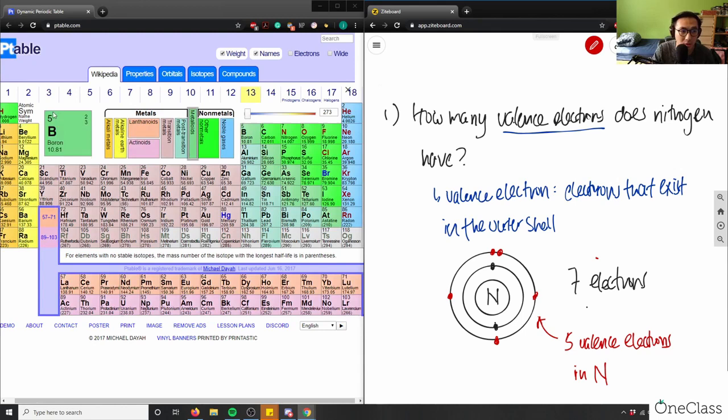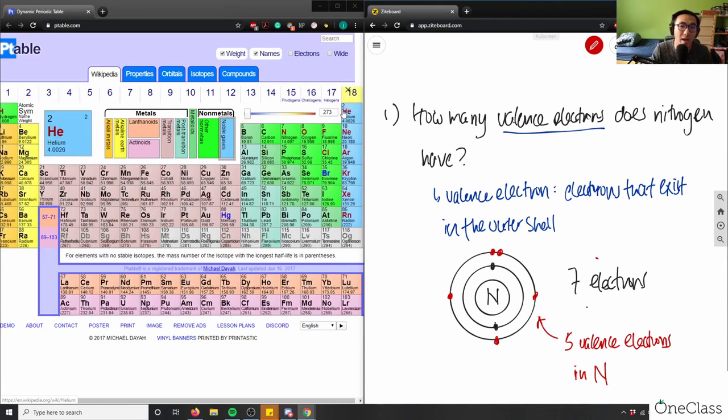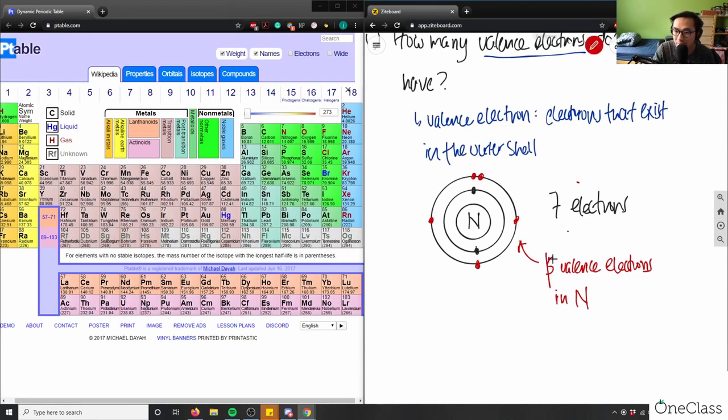We can verify this answer by looking at our periodic table. We find that nitrogen is here, and we know our group rule: group 1 has one valence electron, group 2 has two, group 13 has three, 14 has four, 15 has five, 16 has six, 17 has seven, and 18 has eight. Neon itself has eight in the outer shell. Nitrogen lies in group 15, so it has 5 valence electrons. You can look at the last digit, which is a little cheat with the periodic table. So our answer for this problem is 5 valence electrons.